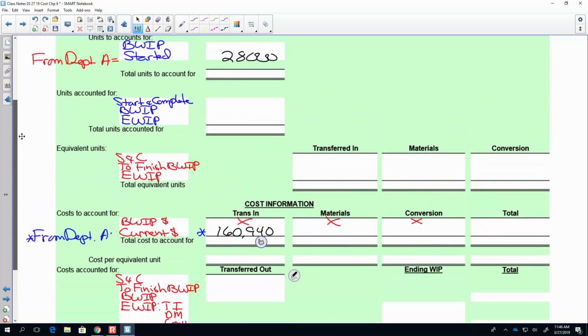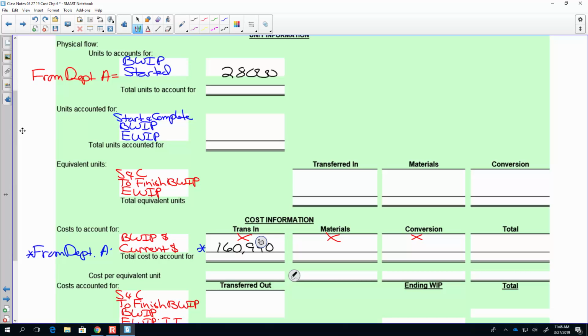All right, so now let's go back up to the physical flow. My beginning units in Department B were 8,036 total, which also becomes my subtotal here. So you got a match. I'm going to draw another line here, all the way across.